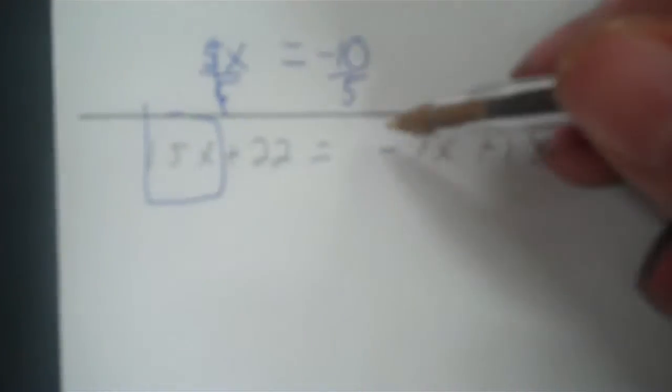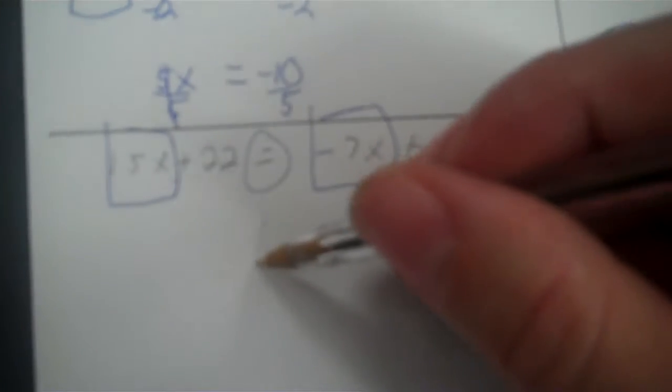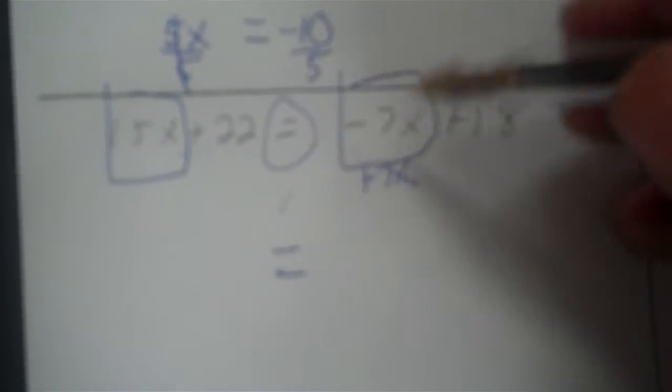Okay, next one. 15x plus 22 equals negative 7x plus 18. So I'm trying to find what my x is going to be equal to. And again, my x's both have numbers connected, so I'm actually okay there. I don't have any minus signs, so I don't have any parentheses, so I just go right to my boxes. Okay, now they're like terms, but here's my equals. We got to drop that. They're on opposite sides.